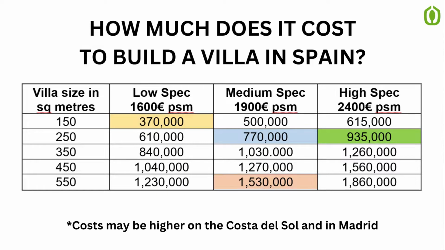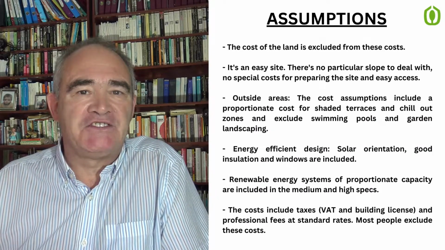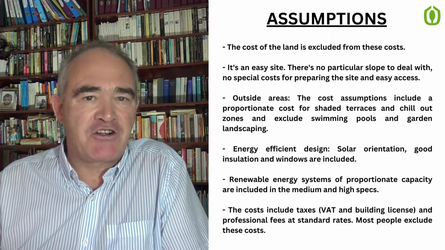So here's the chart, and of course, if you want to, you can pause the video here and see if you can see where you might be on the chart. Now, I'm going to run through the important cost assumptions that go with this chart, and I'm going to give you some examples of villas we've built recently in the pink, the green, the blue and the yellow category. And here's the list of assumptions that go with these numbers for complete clarity.